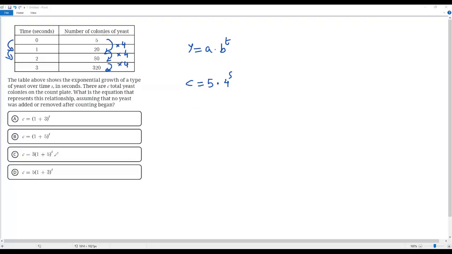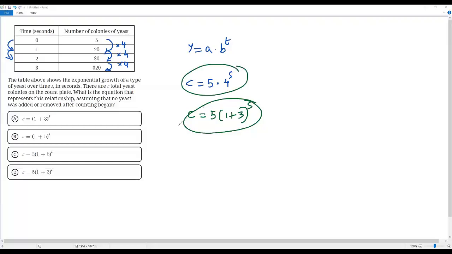Okay, now let's go over the given options, and we have to find the one which is equivalent to the one we got over here. I think option D is correct, because when I take the equation in option D, that is C equals 5 times (1 plus 3) to the power s. So when I simplify 1 plus 3, that's 4. So this is the expression equivalent to the one we got. So the correct answer choice for this question is option D.